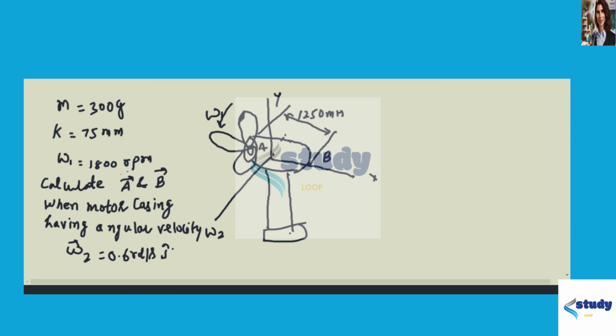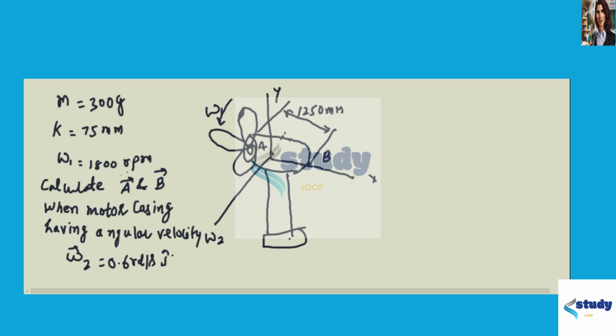Hello friends, here it is given. The blade of an oscillating fan and the rotor of its motor have a total weight of 300 grams and a combined radius of gyration of 75 millimeters. They are supported by bearings at A and B, 125 millimeters apart, and rotate at the rate of 1800 rpm. We have to calculate the dynamic reactions at A and B when the motor casting has an angular velocity of 0.6 radian per second along the y-axis. Let us see here.